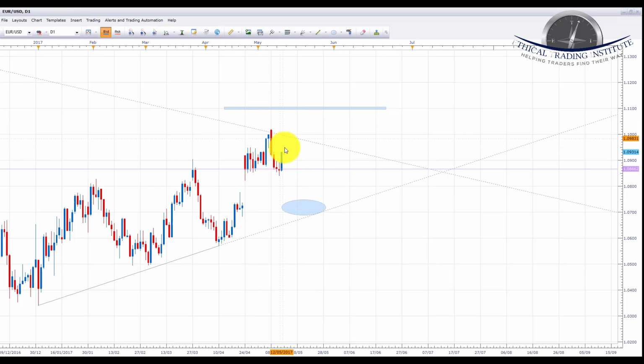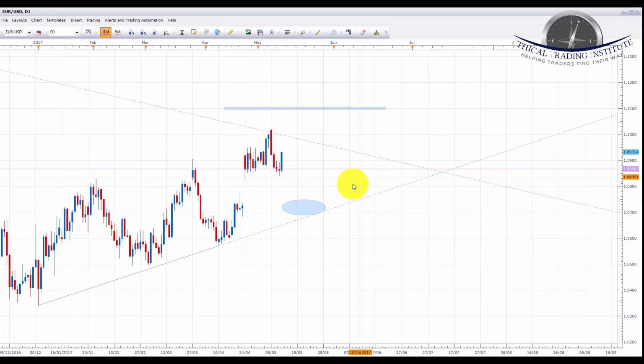However, if it stays in this wedge and it actually starts to break down lower, below the 1.0866 level, then we could be looking at closing this gap on the first round of the French elections as it comes down to the 1.0700 area and also this downward sloping trend line here.